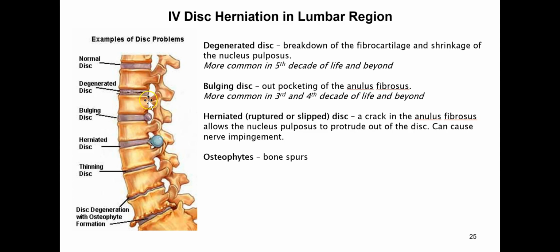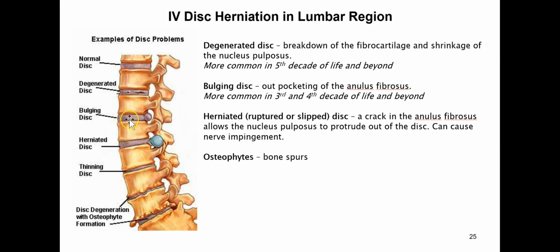But the bigger reason is this hydrated disc sets the intervertebral foramina size. So remember, the intervertebral foramina is formed by the upper vertebra and the lower vertebra coming together. If you lose disc height, this area and this area will come closer together, so the intervertebral foramina will get smaller. And remember that you have a spinal nerve that's exiting out of this intervertebral foramina. Therefore, it might get pinched between these two bones.